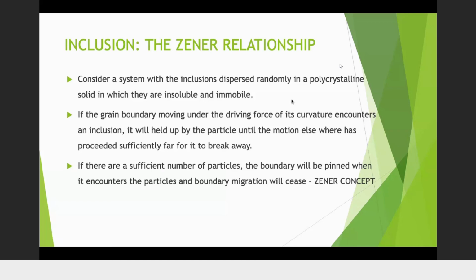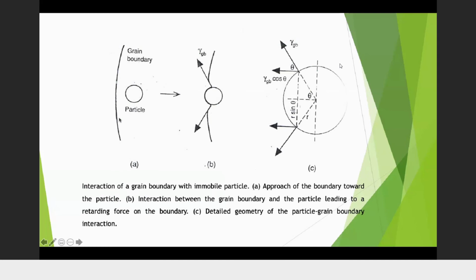So here we see that we have the particles, right? And this is the grain boundary moving. Okay, so the particles are not moving. So the grain boundary here is approaching the particle, right? Once it reaches the particle, you can see that this part is stopped by the particle and this part is still moving, okay? Right? So if we have many of these particles, then it will stop the grain boundary movement.